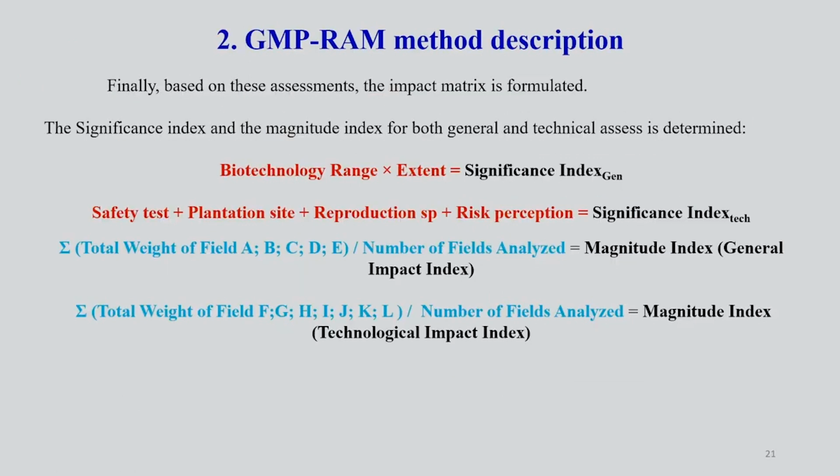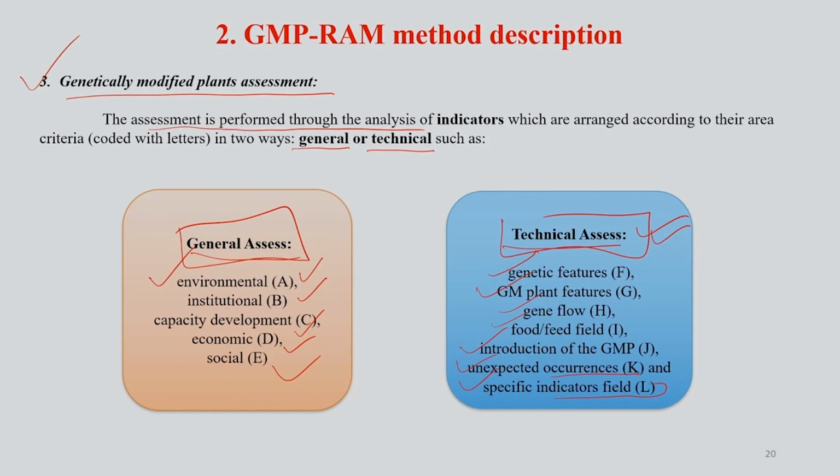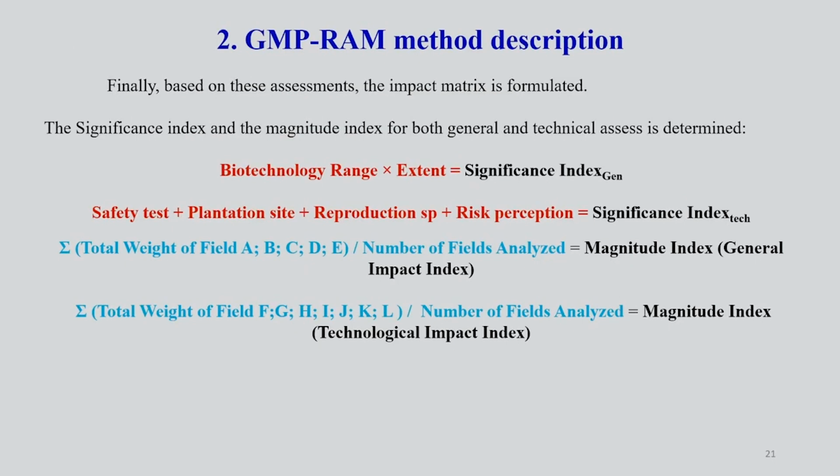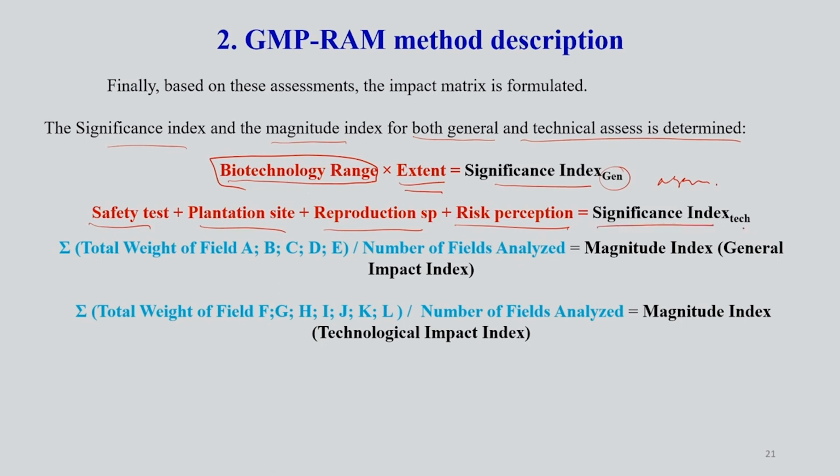So, finally, based on this kind of assessment, general and technical assessment, the impact matrix is formulated. The significance index and magnitude index which we discussed earlier, for both general and technical assessment, are determined. Now, how are they actually expressed? As you see here, biotechnology range into extent is the significance index, which is a general assessment. Safety test, plantation site, reproduction species, risk perception, these are actually expressed by the significance index, which is a technical assessment.